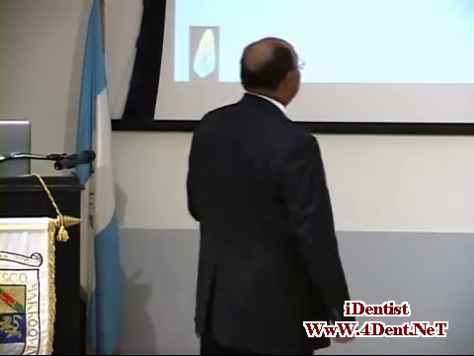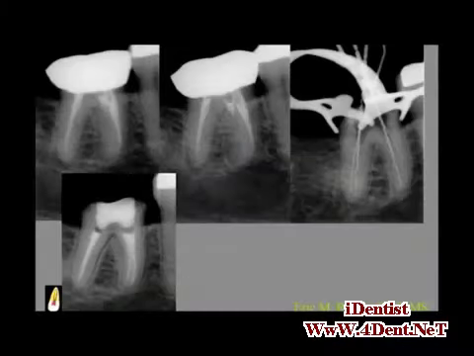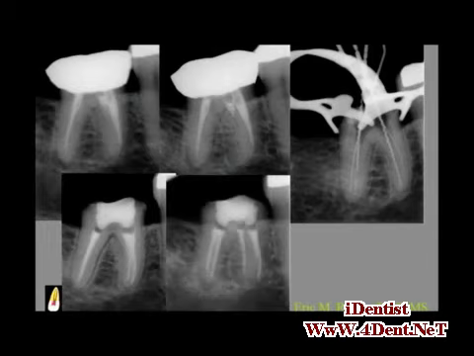How often does that occur? Two canals in the mandibular molar, distal root. Do you know? About 25% of the time, one quarter of the time. Wow, amazing. And root canal treatment was completed, and I made an angled radiograph.